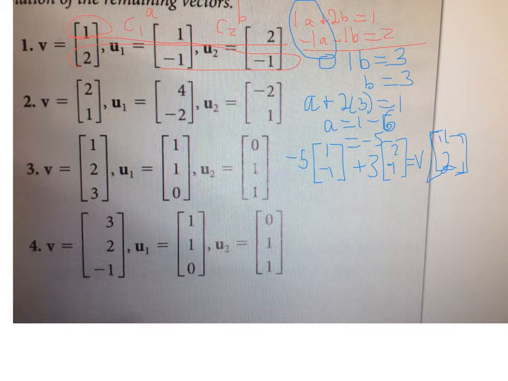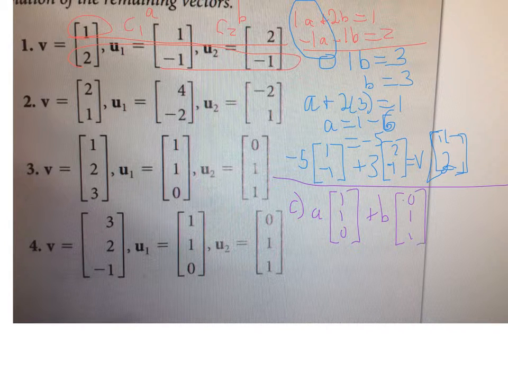All right. Let me change colors here so we can keep track of what we're doing. If we were looking at question 3, what we're being asked to set up here is some scalar A times vector u1 plus some scalar b times vector u2 has to equal vector v, which is 1, 2, 3. So the equations that are going to come out of that are 1a plus 0 equals 1. And then we've got a plus b equals 2. And 0a plus 1b equals 3.